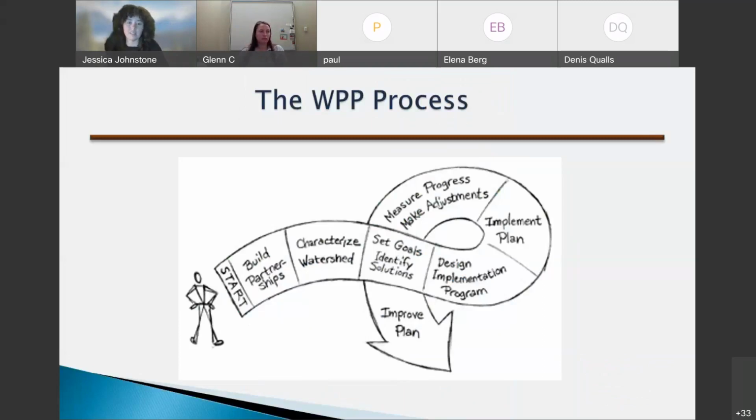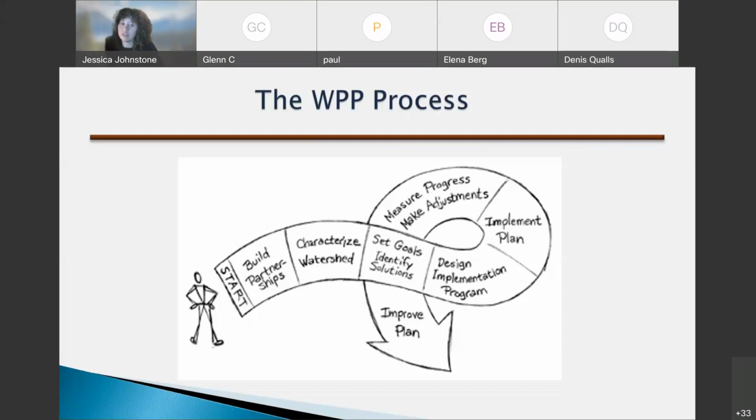Here's a little graphic of what the process looks like. So again, emphasizing a ground-up approach. That looks like starting with partnerships local to your area and your stakeholder group development. Once you have those partnerships in place, you'll characterize the watershed through data collection, either of your own or by acquiring data from other sources. That information will help you set goals and identify your solutions, and then design an implementation program. Sometime between designing the program and implementing your plan is your writing the plan and seeking EPA approval.